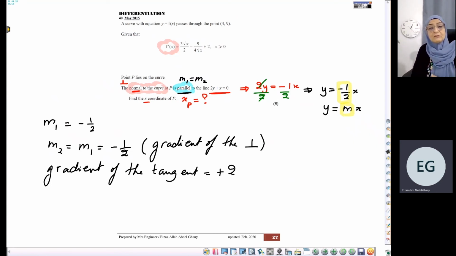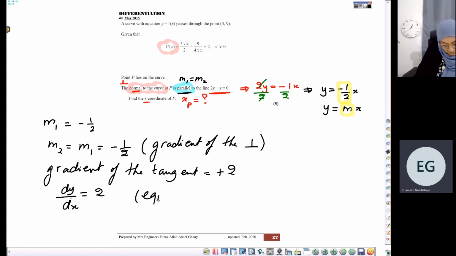Why do we need the gradient of the tangent? Because all we took before was speaking about the gradient of the tangent to the curve. This is dy by dx, okay? dy by dx is the gradient of the tangent to the curve. You equate it to 2, then solve. Solve what? You formed an equation now.